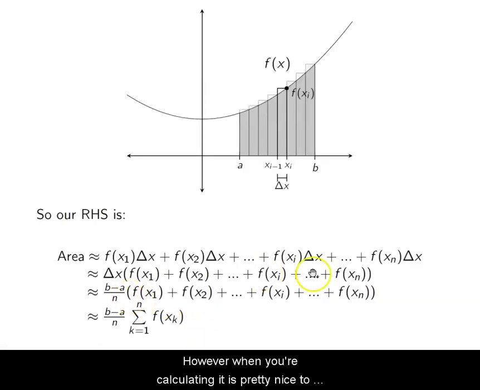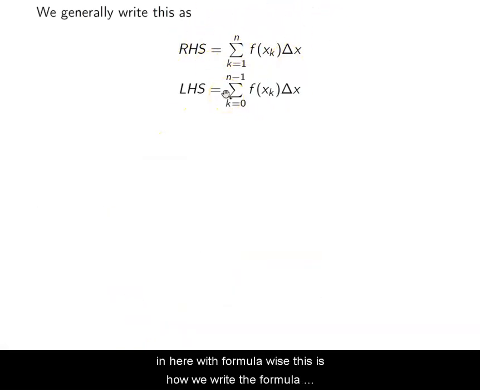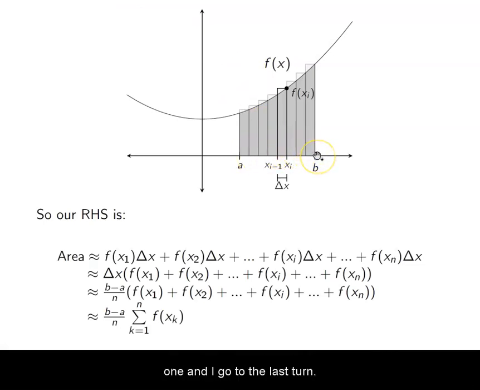However, when you're calculating it, it's pretty nice to just pull it out as a factor and just find your sums. Okay, so we're going to use all the little things that are going on in here, but formula-wise, this is how we write the formula for the right-hand sum. The left-hand sum is the same exact formula, but notice the difference. I start at 0 and I end 1 less, because here, right-hand sum, I start at the first one and I go to the last term, n.